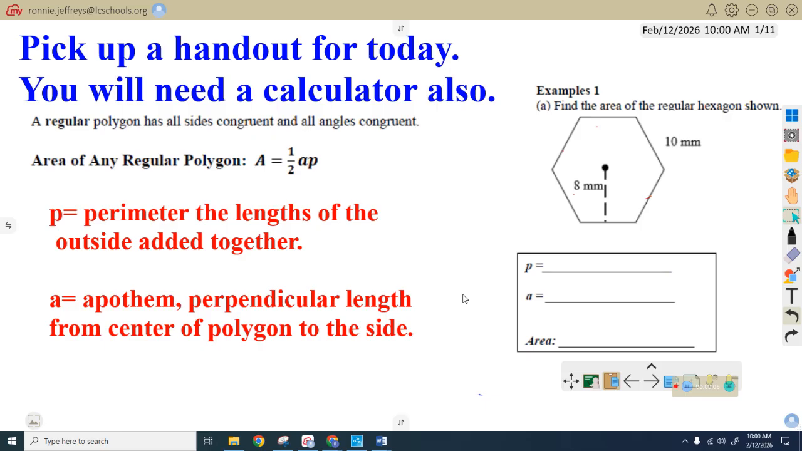So, today we are studying area of a regular polygon. Now, a regular polygon is any shape where all the sides are congruent. Okay?